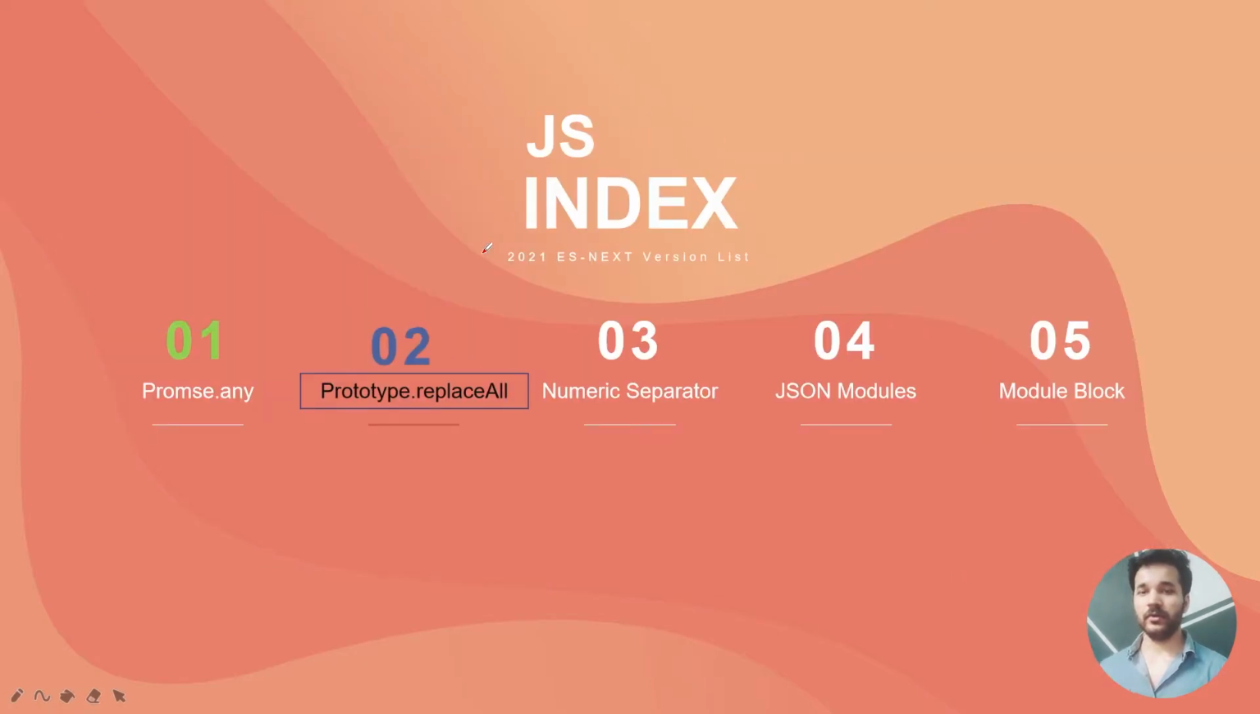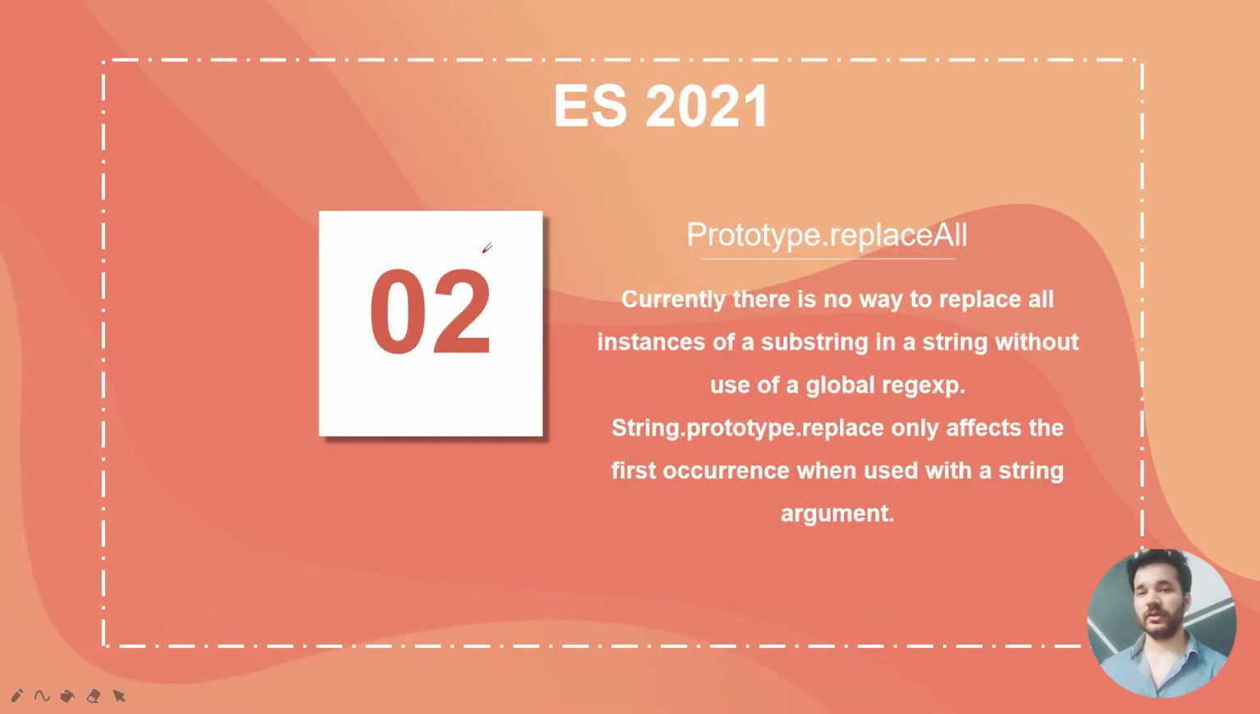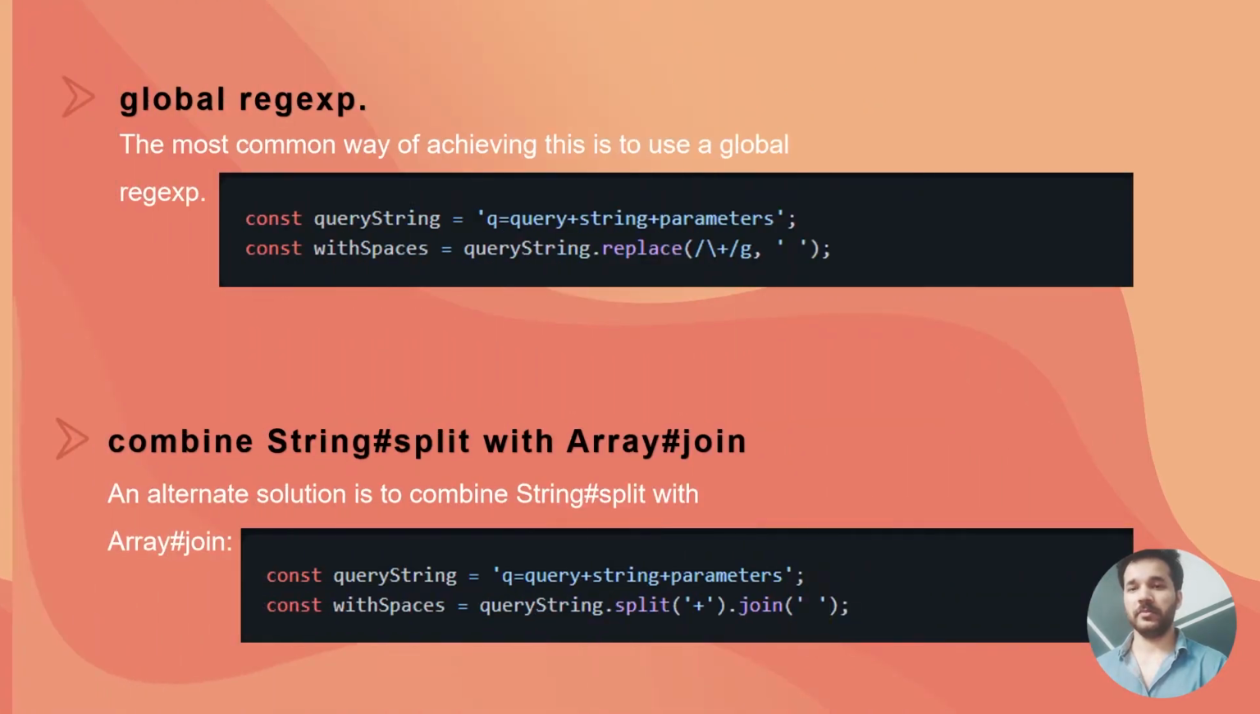Now we have String.prototype.replaceAll, that is the replaceAll method. Earlier we had a replace method which was only capable of replacing the first occurrence in the string, and we had to write other logic to replace all the occurrences within that string. But now JavaScript ES12 is coming with a new feature named replaceAll.